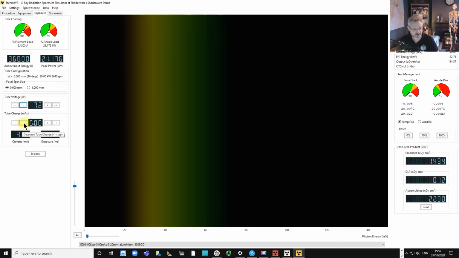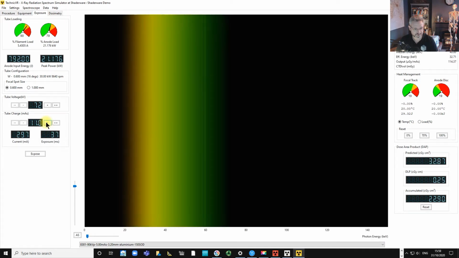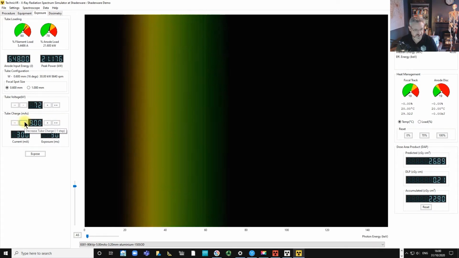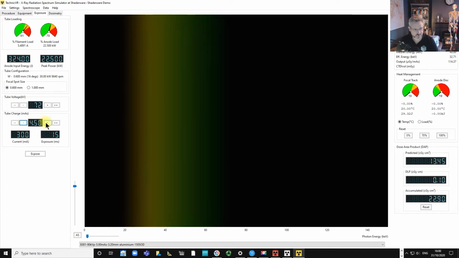Now, if we change the charge, what we're doing here is increasing the number of electrons that make the journey. And as you can see, the quality has stayed the same. We've not got any more characteristics. These lines haven't brightened up. We haven't got any blues. No matter how much I increase this, we don't get any blue. We don't get any red. And if I decrease it, then we just maintain the same color spectrum, but just less of it, or more of it.